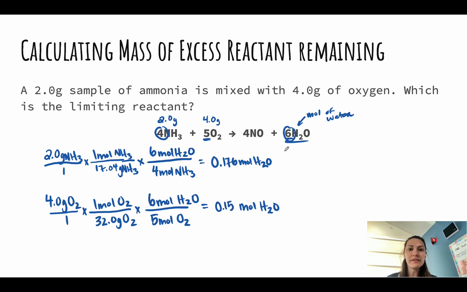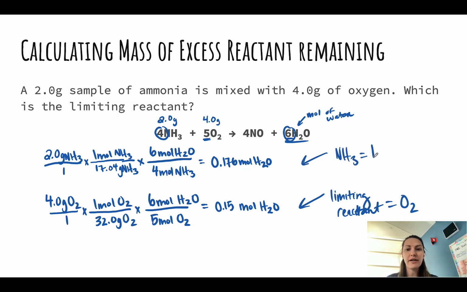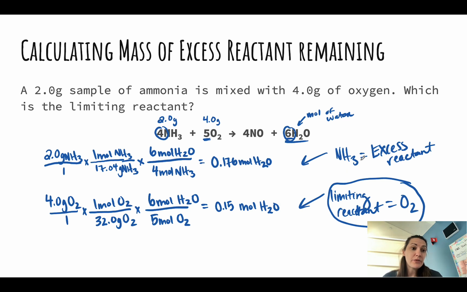Okay, so what this tells us is my limiting reactant is the one with the smaller amount of product produced. So that's going to be the O2. The NH3 is considered the excess reactant because there's extra of it. So for right now, the first step that I just needed to figure out was what's the limiting reactant between these two samples, and it would be oxygen.